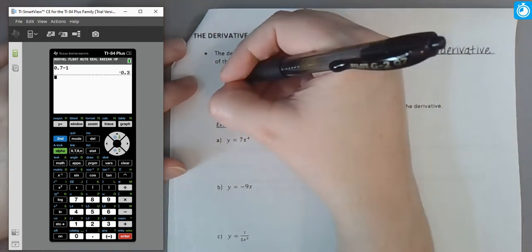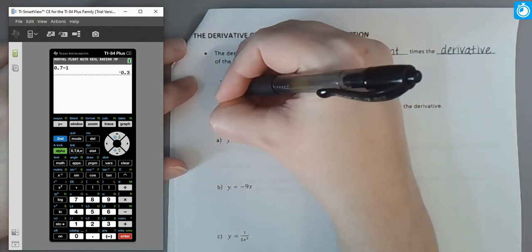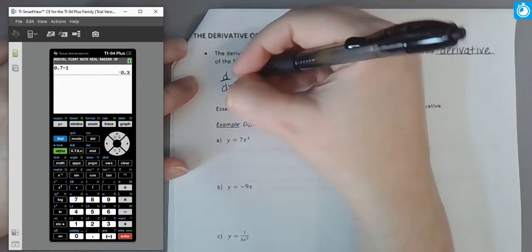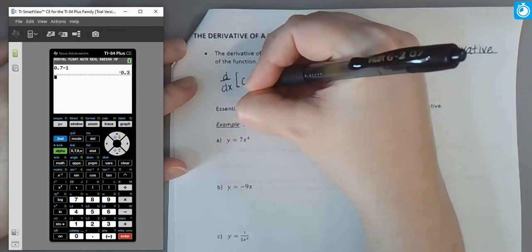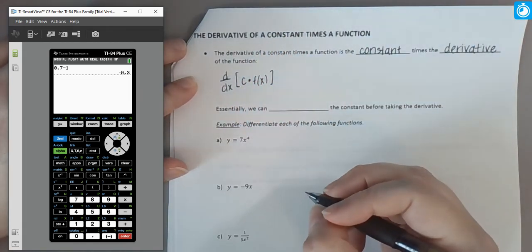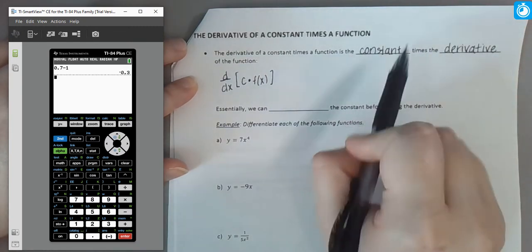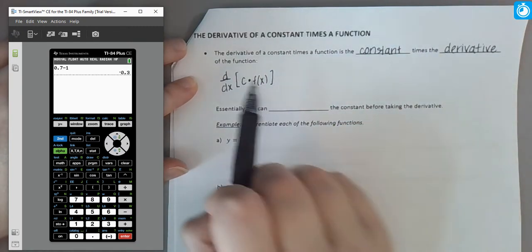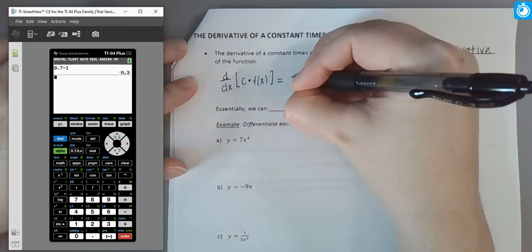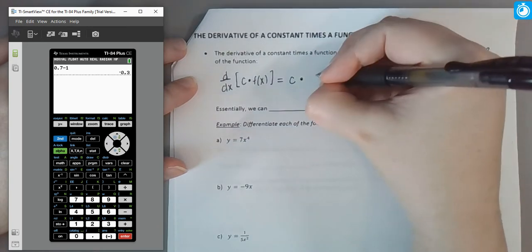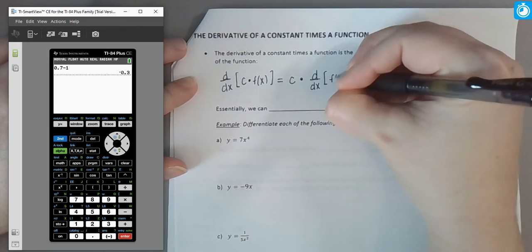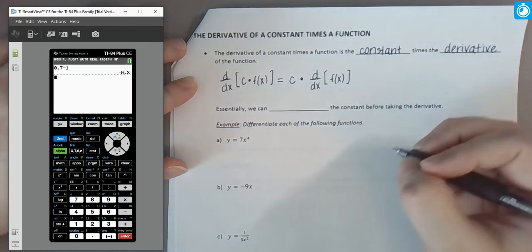So the way we would officially write this is the derivative with respect to x of a constant times a function. In other words, something like this, a constant times a function that we'll call f of x is the same thing as the constant times the derivative of the function.